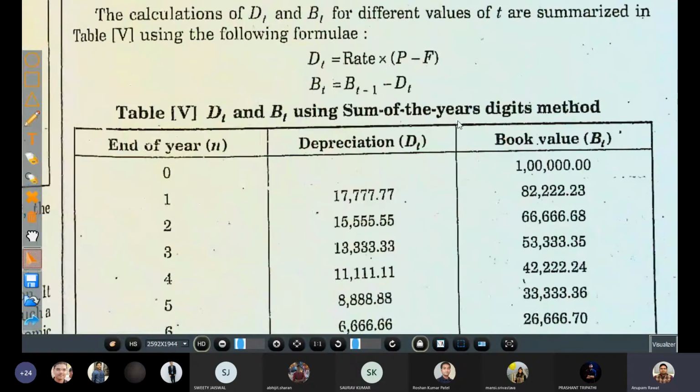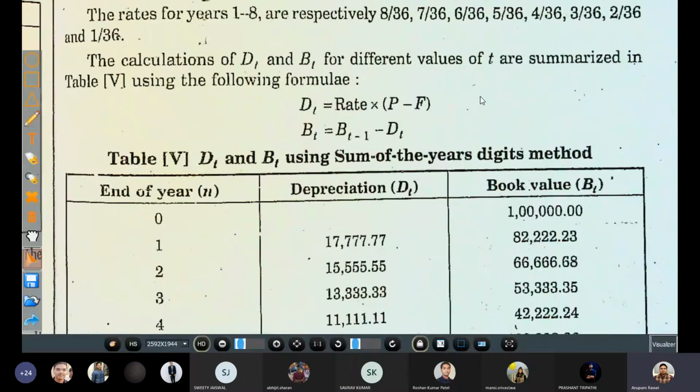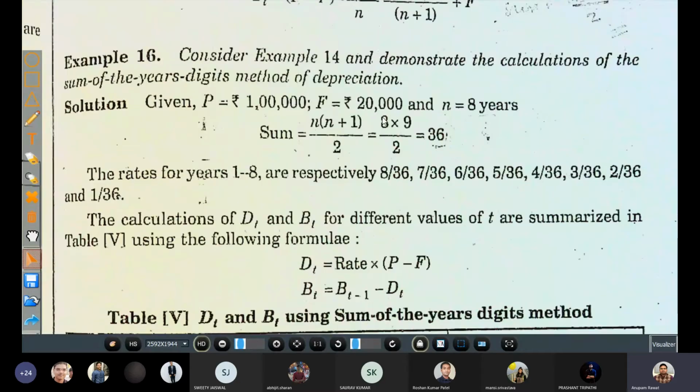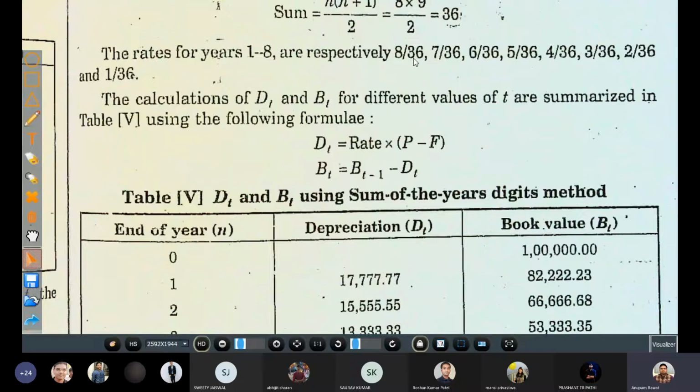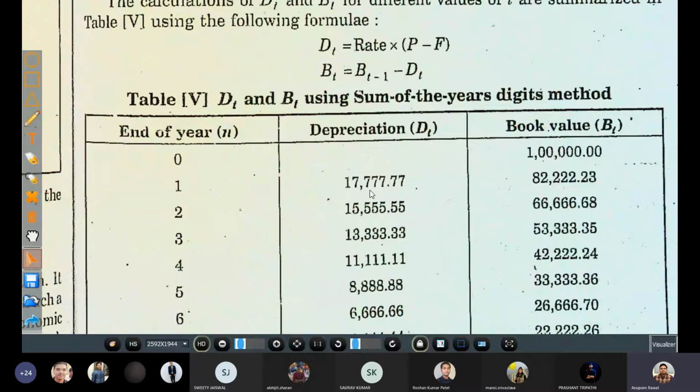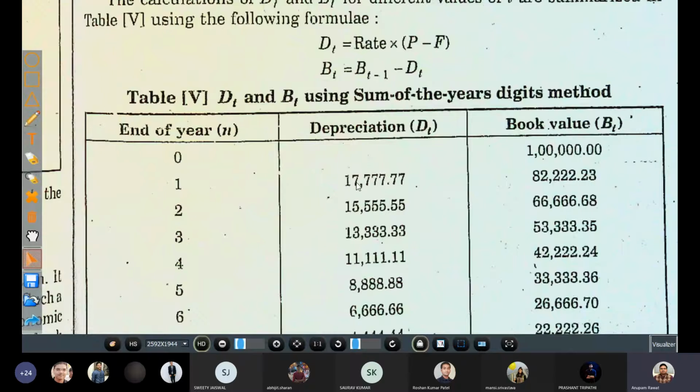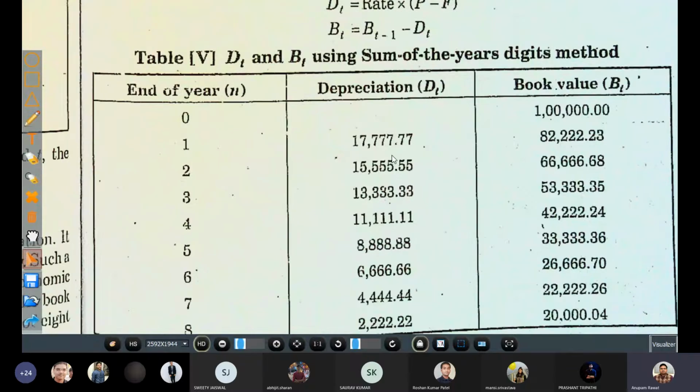So 1 lakh minus salvage value, that is 20,000. So 80,000 multiplied by 8 divided by 36 becomes 17,777.77. That will be deducted from the 1 lakh rupees, so that becomes the book value. Initially, the depreciation in the book value is about 17,700, near about 18,000. Then after that, the depreciation rate is decreasing slowly. So it is 17, then 15, then 13, then 11, then 8, then 6, then 4, then 2.